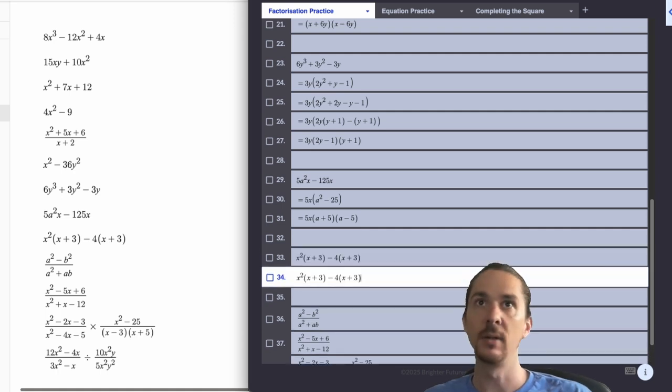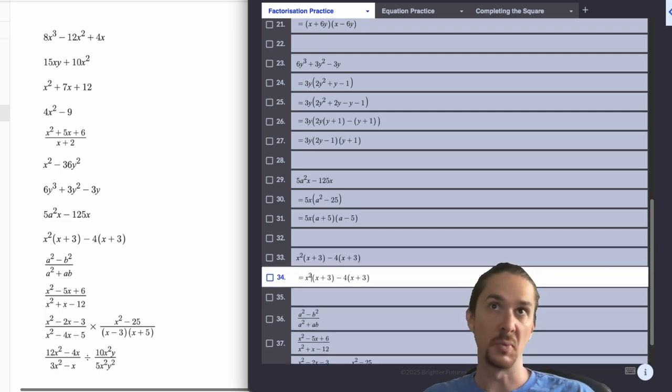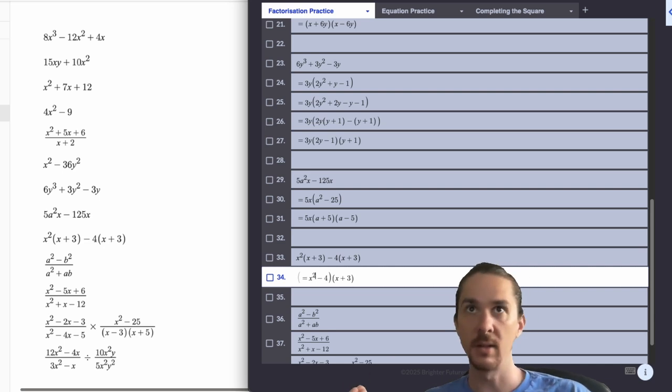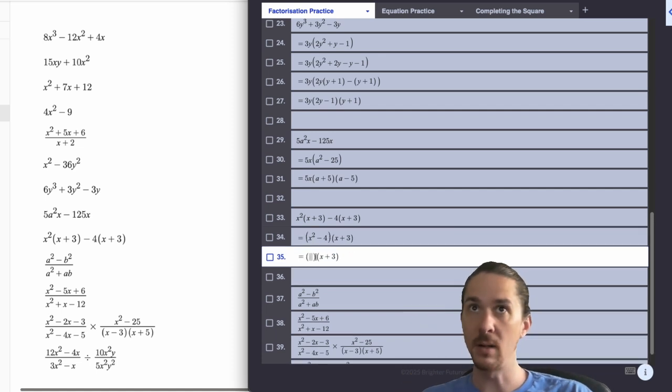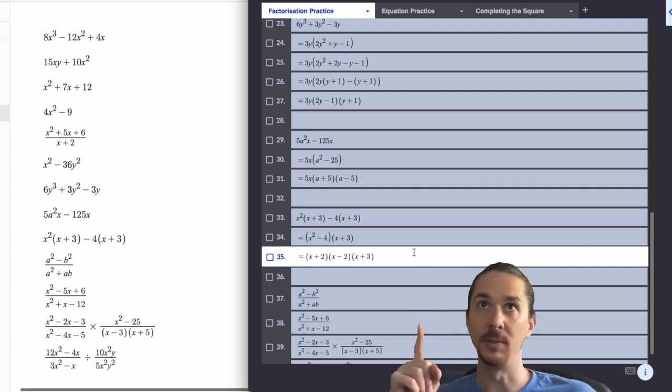Okay, so for this one now, it's actually a very easy one because we have a common factor of x plus 3 for each of these terms. So that means that x plus 3 is going to be multiplied by x squared, and it's going to be multiplied by -4. And that will be, ooh, but this is not our final answer. I hope you spotted that now we have a difference of 2 squares, which means that this first bracket becomes x plus 2 times x minus 2. And that is our final answer for this question.